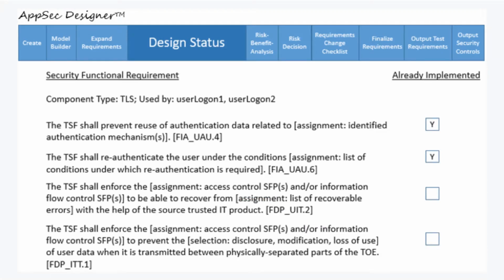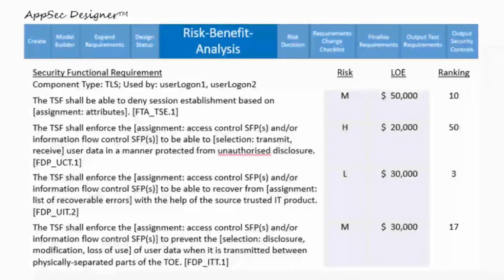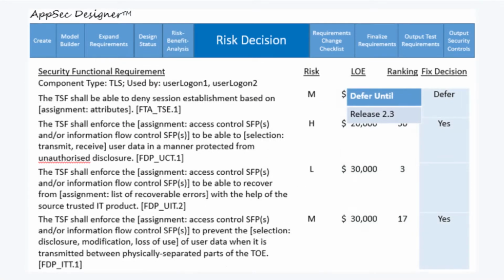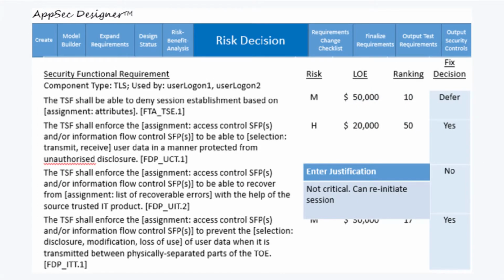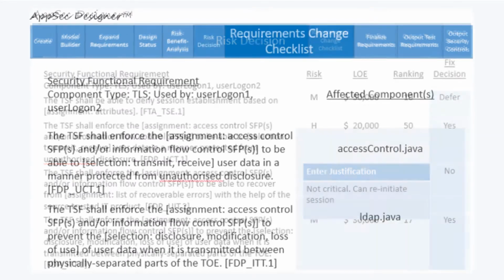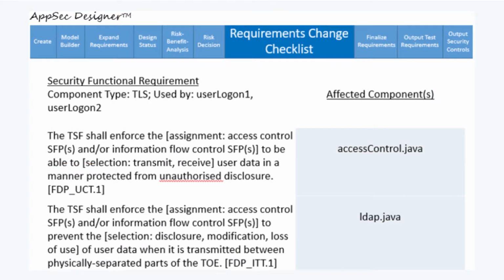There's the Design Status screen where you check off whether or not the security functional requirement is already incorporated in the current design. Then there's the screen to enable input and calculation of risk-benefit analysis data. Next is the screen where you select whether or not you are going to add the missing functionality, defer it to another release, or accept the risk. Then we have the requirements change checklist that tells the architect, engineer, and programmers which detailed security functional requirements need to be addressed. It will also have an option to export to Agile framework tools such as Jira.